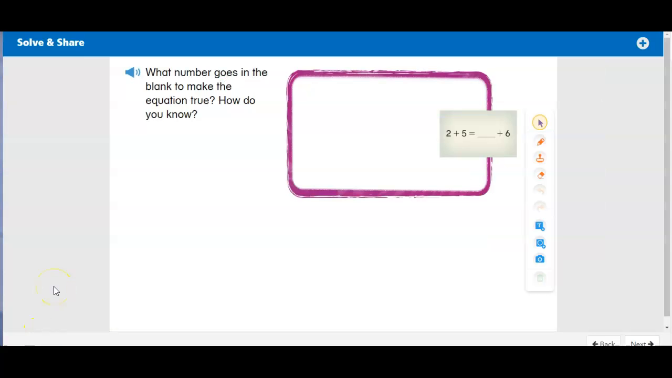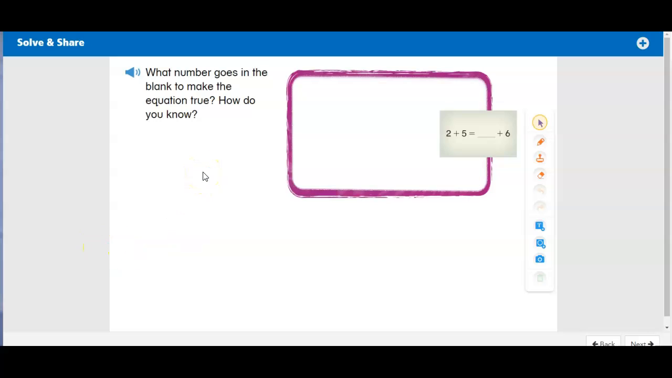So this week so far we have been talking about true and false equations. True equations are when both sides of the equal sign equal the same number. A false equation is when the sides of the equal sign do not equal the same number.